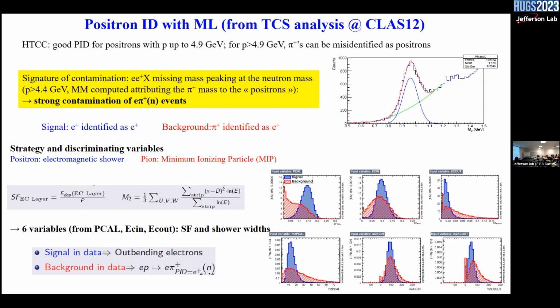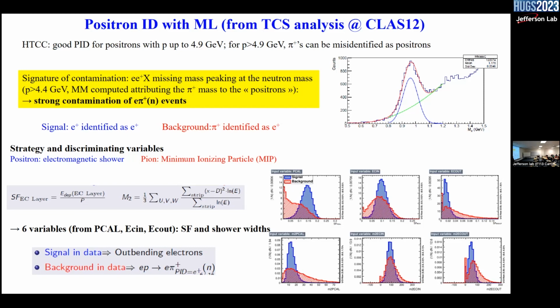So to get the training, we wanted to make sure that it was a positron-like particle. So we took the electrons going outbending, so they would go in the same way as a positron. And for the background, we took basically this final state here, where we knew that the missing mass was reconstructed as if the particle called positron was actually a pion.